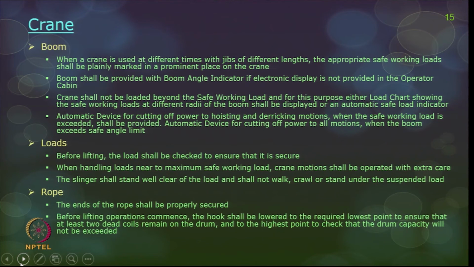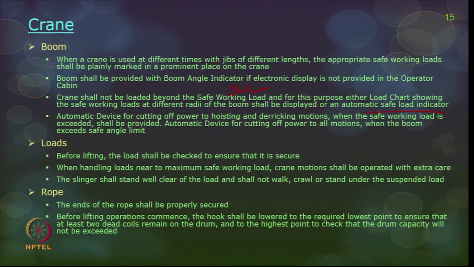The crane shall not be loaded beyond the safe working load, which we normally say as SWL, and for this purpose the load chart showing the safe working load at different radii of the boom shall be maintained and displayed close to the automatic safe load indicator. The automatic device for cutting off power to hoisting and derricking motions when the safe working load is exceeded also should be provided.